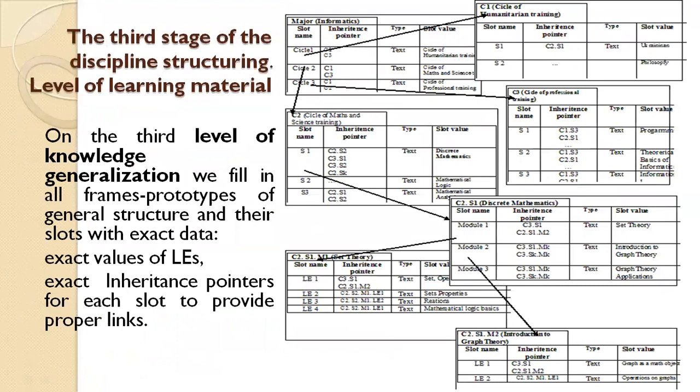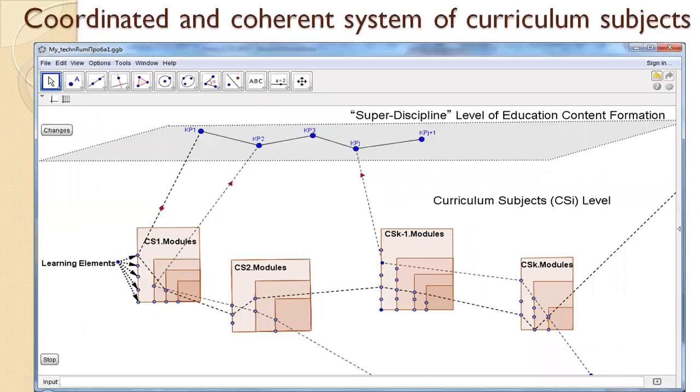On the third stage of the discipline structuring, the so-called level of learning material, we fill in all the frames, prototypes of general structure and slots with exact data, exact values of learning elements, exact inheritance pointers of each slot to provide proper links. After all of these procedures, we obtain a coordinated and coherent system of curriculum subjects, which looks like this one.